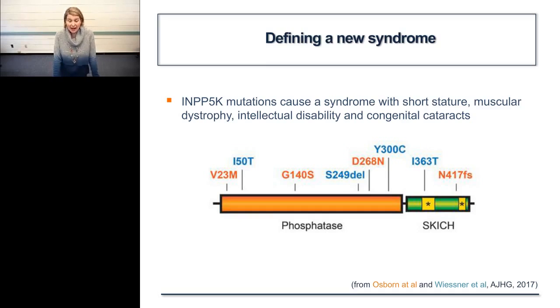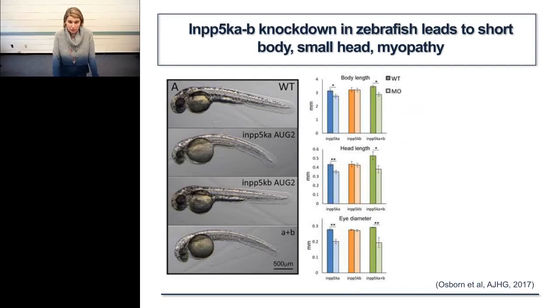And we have now 8 different mutations across 2 groups that cause this disease, so we are very sure that this gene is responsible. Just a very quick analysis of the zebrafish. This was interesting because INPP5K is duplicated in the zebrafish.